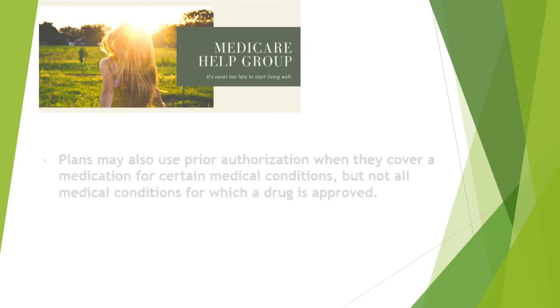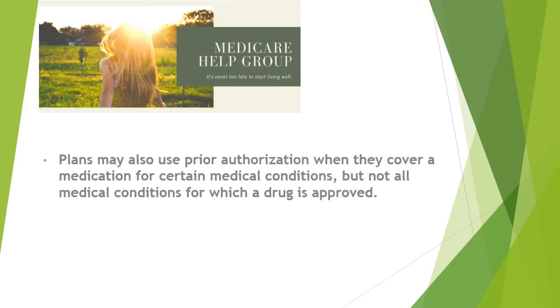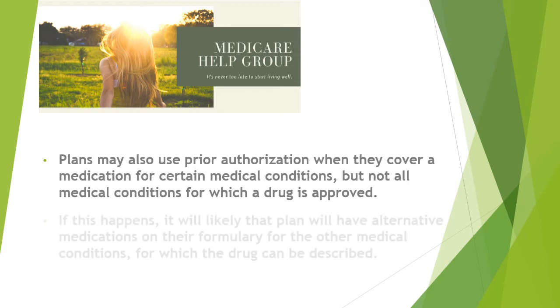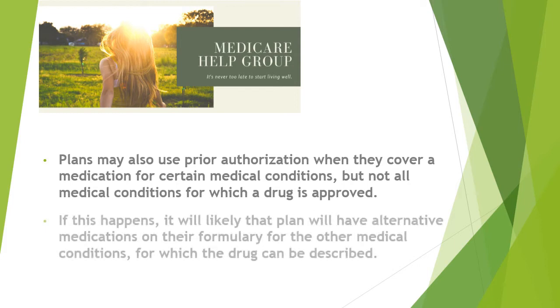Plans may also use prior authorization when they cover a medication for certain medical conditions, but not all medical conditions for which a drug is approved. If this happens, the plan will likely have alternative medications on their formulary for the other medical conditions for which the drug can be prescribed.